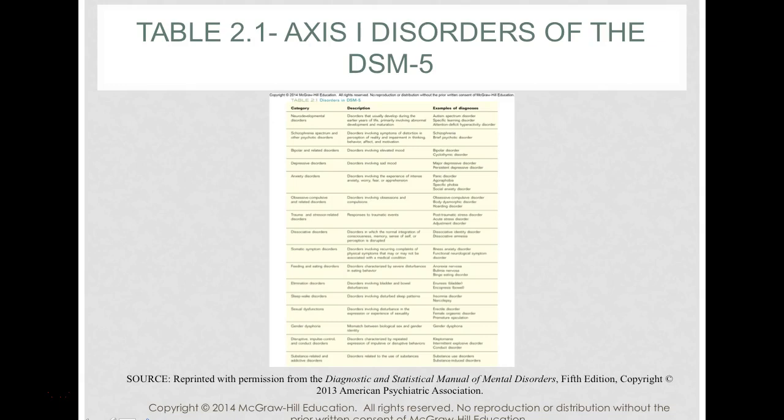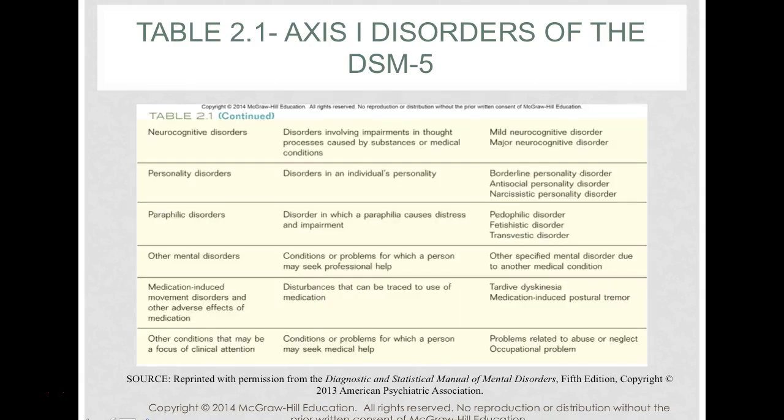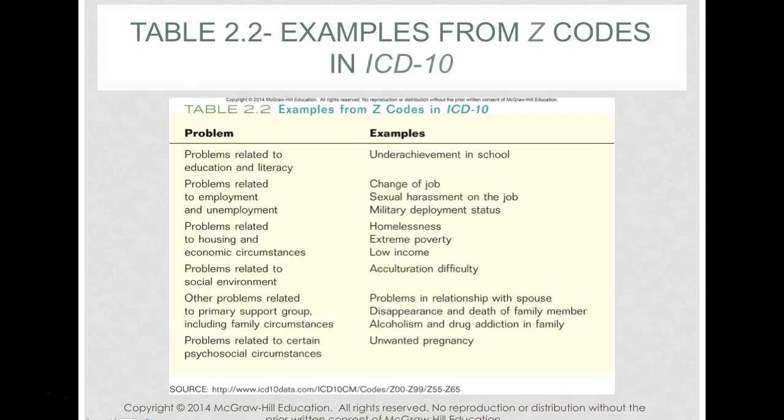So here in your book, this is table 2.1, and this is the breakdown of disorders I was talking about, how they're categorized in the DSM-5. So you can take a look at that. And here's just some more. We'll be learning a lot more about these disorders as we go on. But just take a look at it because it's interesting to just see how they have split these disorders up.